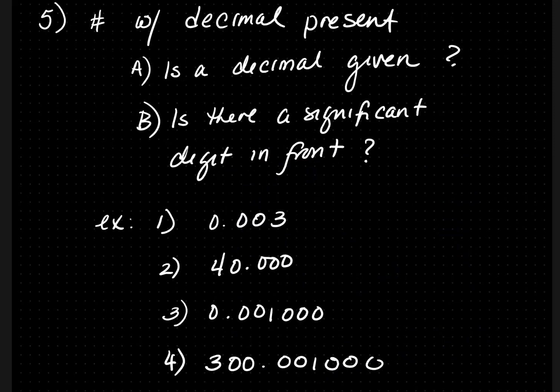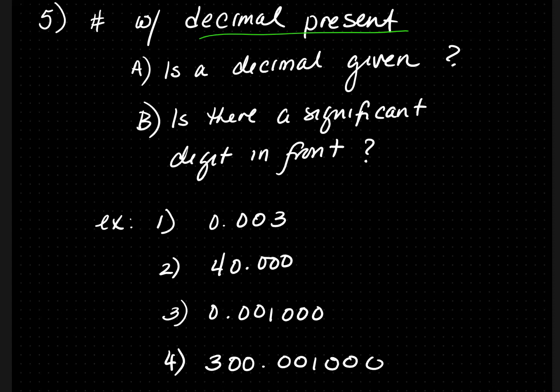The most difficult rule for significant digits is Rule 5. Numbers with decimals present. So the decimal is written in the problem. In order for Rule 5 to work, both A and B must be true. First, there must be a decimal given anywhere in the number. It could be at the beginning, it could be at the end, it could be in the middle, but it has to be written in. B, there must be a significant digit in front of the 0. If both A and B are true, then those zeros that follow are significant.